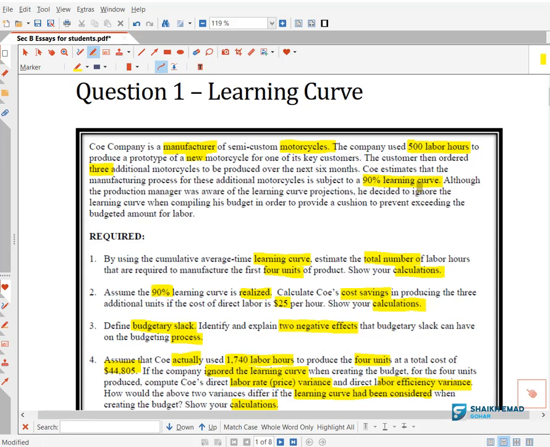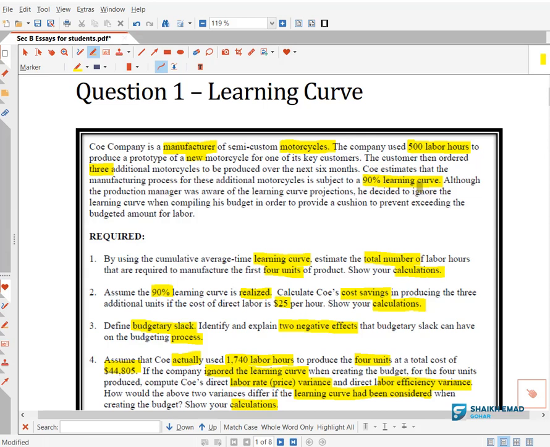Instead of 90%, if the company is saying 80%, how much? It means for the first time you will make the motorcycle in 100 hours. For the second time you will make the motorcycle in 80 hours. Okay, tell me in the chat box, is a 90% learning curve more tough or an 80% learning curve more tough?